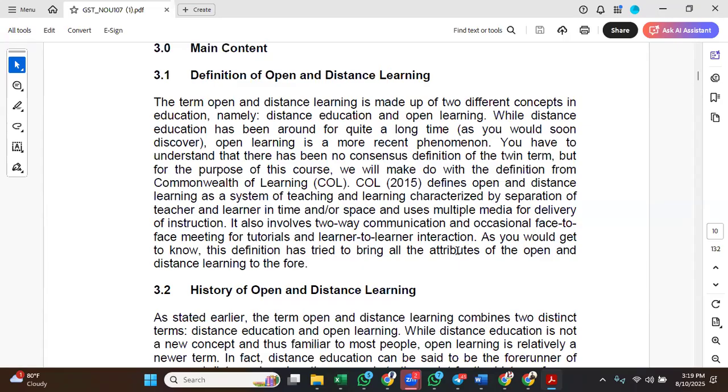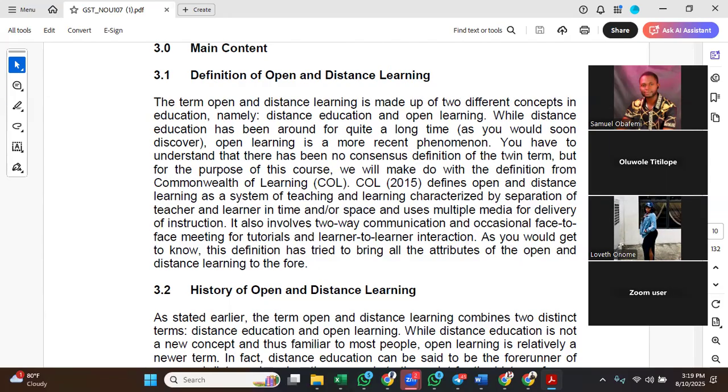So let's leave that. As you will get to know, this definition has tried to bring all the attributes of open and distance learning to the fore. This definition is somehow perfect for open and distance learning. So what is that definition? Can we all take it together? Please unmute your mic and talk. Let's take it from now. Cole defines, that is Cole 2015.